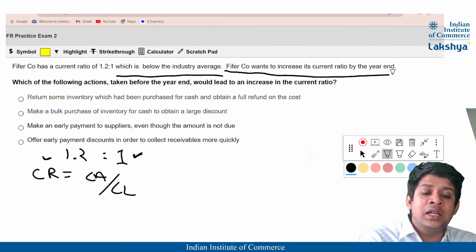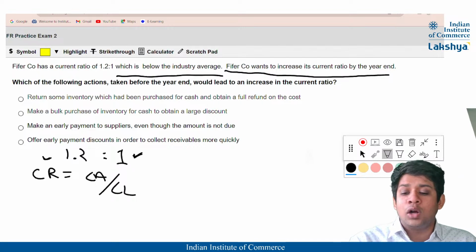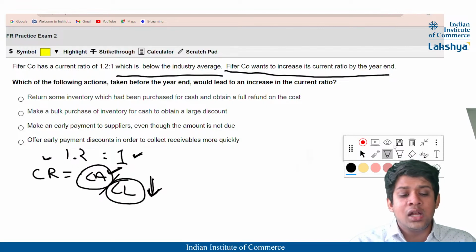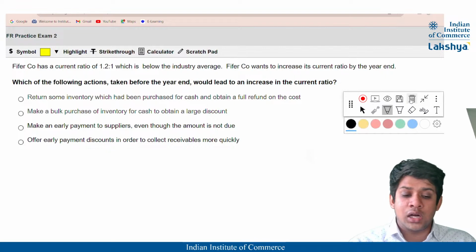Pfeffer company wants to increase the current ratio by the year end. So what can they do? If you want to increase the current ratio, you'll either have to increase your current assets or decrease your current liabilities. If you increase the numerator, the ratio will increase, and if you decrease the denominator, the ratio will still increase. So you can either reduce your current liabilities or increase your current assets.